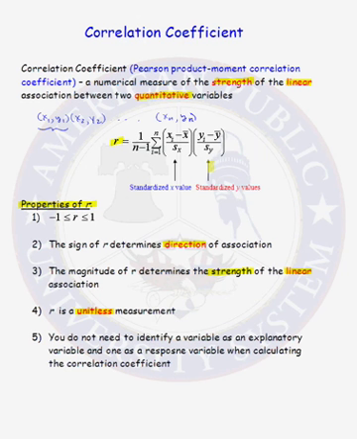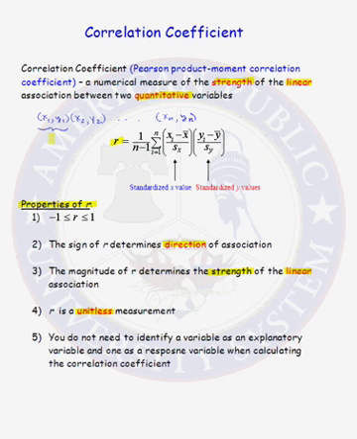And the last property is that you do not need to identify one variable as an explanatory variable and one as a response variable when calculating the correlation coefficient. When you do a regression, you must identify one of your variables as explanatory and one as response. It does not matter when calculating a correlation coefficient. If we were to reverse, and instead of doing a scatter plot of x y, we did a scatter plot of y x and calculated the correlation coefficient, they would be identical. So it does not matter which variable is explanatory and which is response when calculating a correlation coefficient.